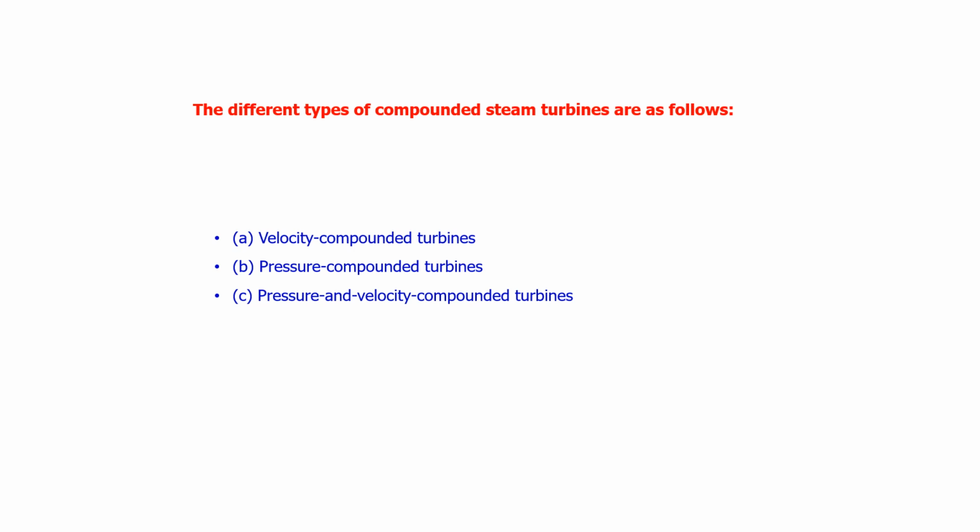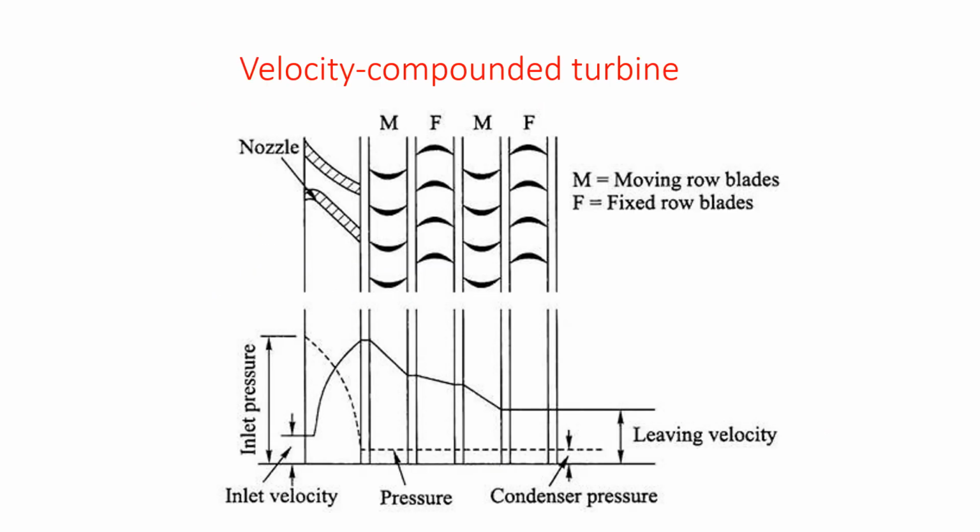There are three types of compounding: velocity compounding, pressure compounding, and pressure-velocity compounded turbine. See, this is velocity compounding. In the velocity diagram, this is the inlet pressure, the boiler pressure, this is the inlet velocity, this is the condenser pressure as you know. This is called the leaving velocity. So the velocity is reduced stage by stage.